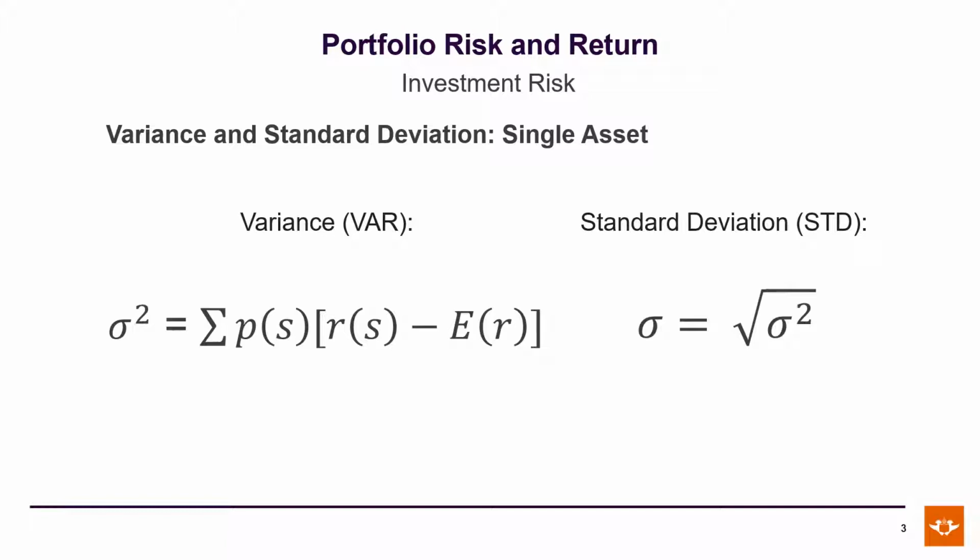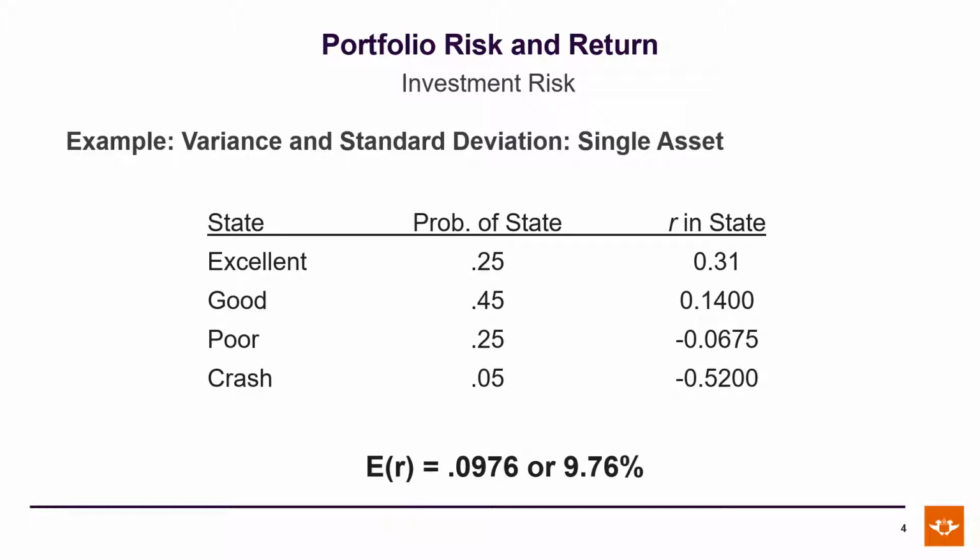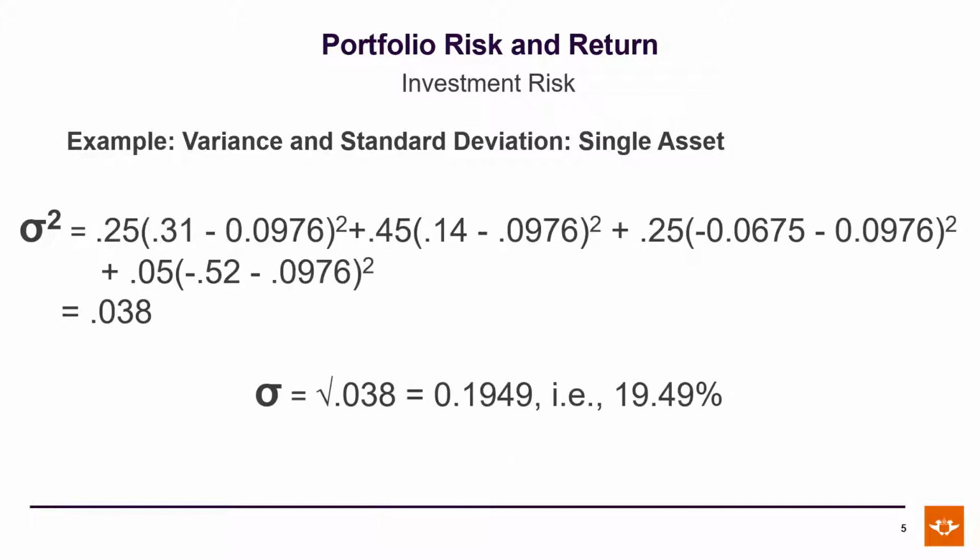Now we're going to follow through with the same example that we used before when we calculated the expected return. The information is exactly the same and the expected return is 9.76%. And now we're going to calculate investment risk, or variance and standard deviation. Using the formulae that we've already introduced for variance and standard deviation in the previous slide, we calculate the variance for this asset to be 0.038. Now, so that we can understand what the risk is for our asset, we actually use standard deviation, which is the square root of the variance, and in our case it turns out to be 0.1949, which is 19.49%.